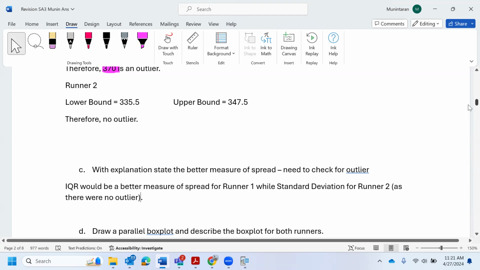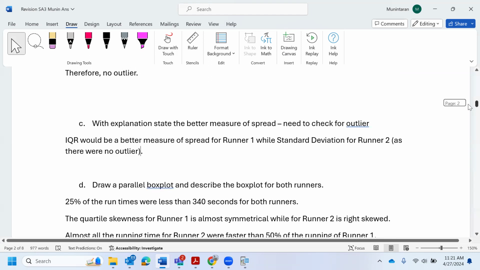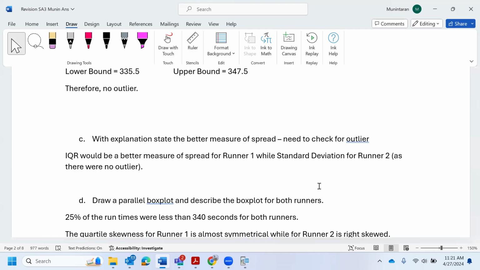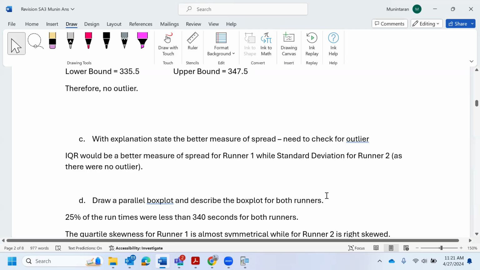You are required to draw the parallel box plot. I think you are able to draw the plot. One plot is going to be quite long, the other one is very tiny. Okay, draw the box plot. So make sure you do this.